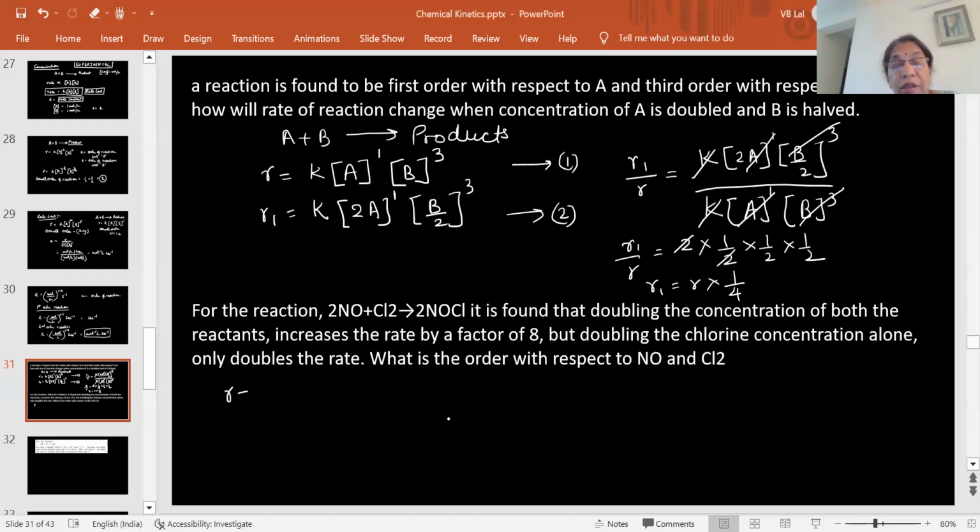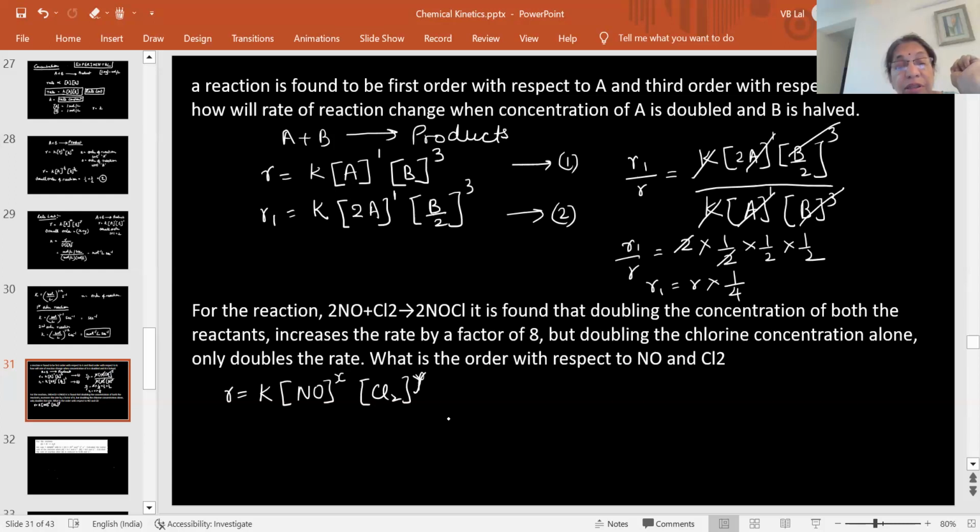What is the rate law? The rate law is K NO raised to X and Cl2 raised to Y, right? I don't know what X and Y are. I have to find X and Y. But I know that if I double the concentration of both reactants, the rate is increased by the factor of 8.